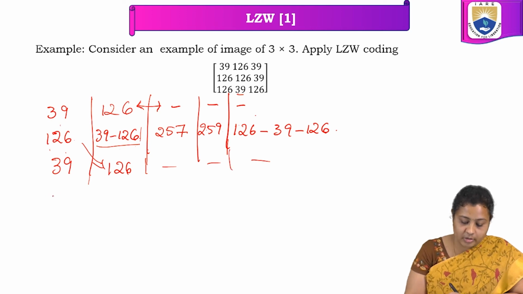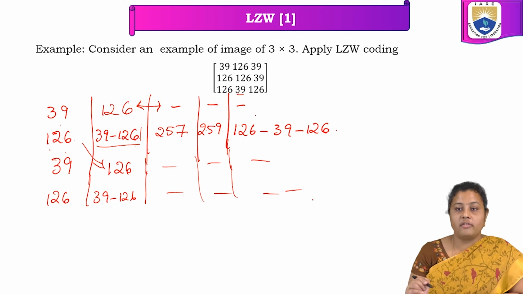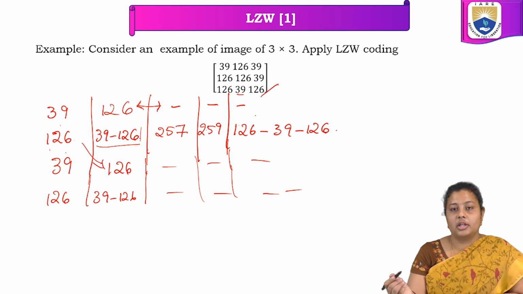So what was this value now? What is the next intensity value that I have to consider? It is 126. What will be my previous intensity value? It will be 39 126. So if you observe here, do I have the combination 126 hyphen 39 126? Yes, I have. So I need not have any other, and I'm done with my number of pixels.